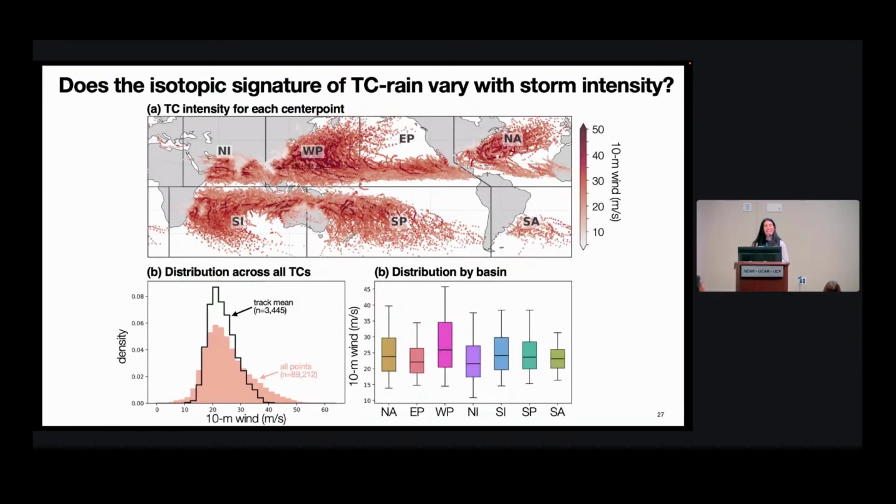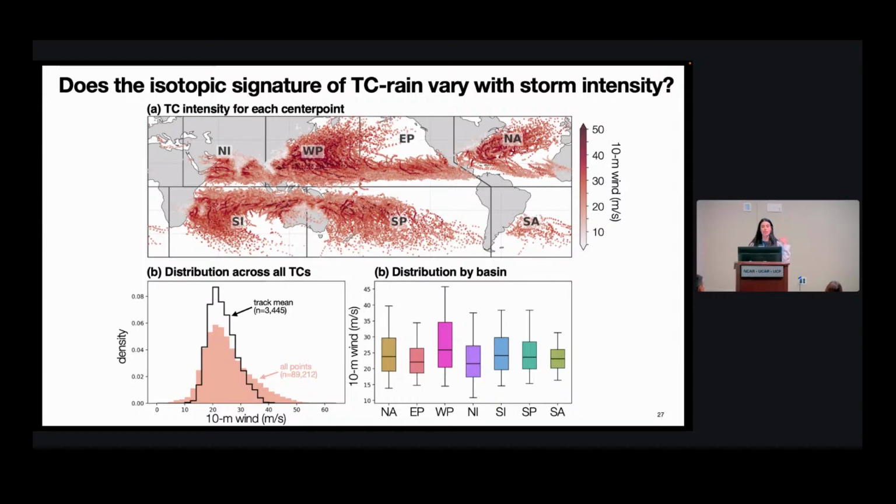Okay, so next, as I alluded to in one of the earlier plots, those Western Pacific and Northern Indian TCs have the highest rainfall rates, and they also have the lowest delta 18O or delta D values. So the natural question is, does the isotopic signature of TC rain also vary with storm intensity? Because more intense storms tend to be associated with more precipitation. And plotted at the top is TC intensity based on the 10-meter wind speed.